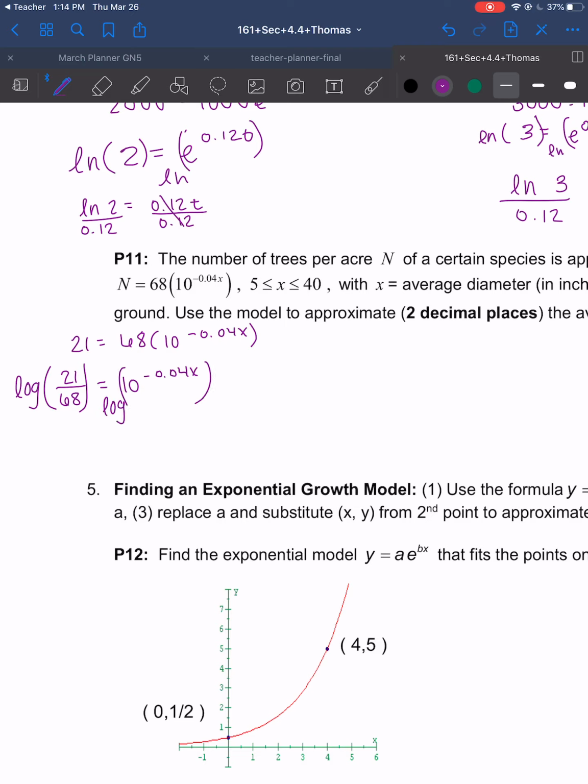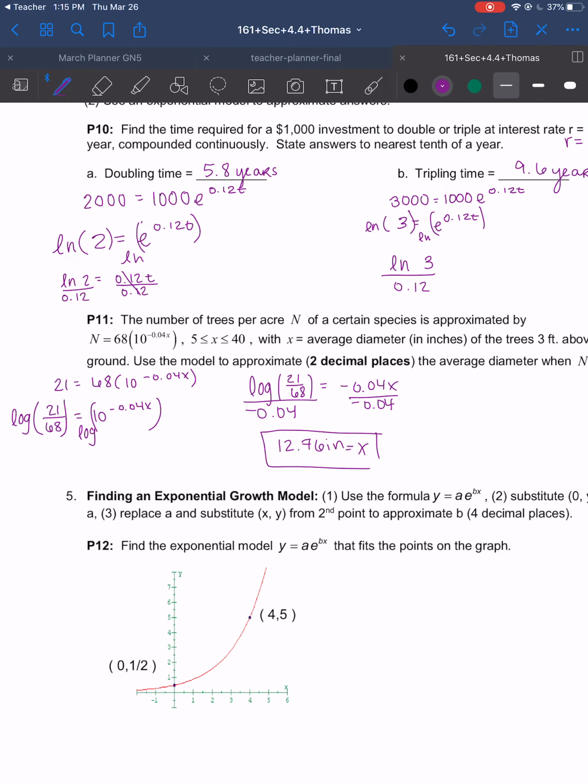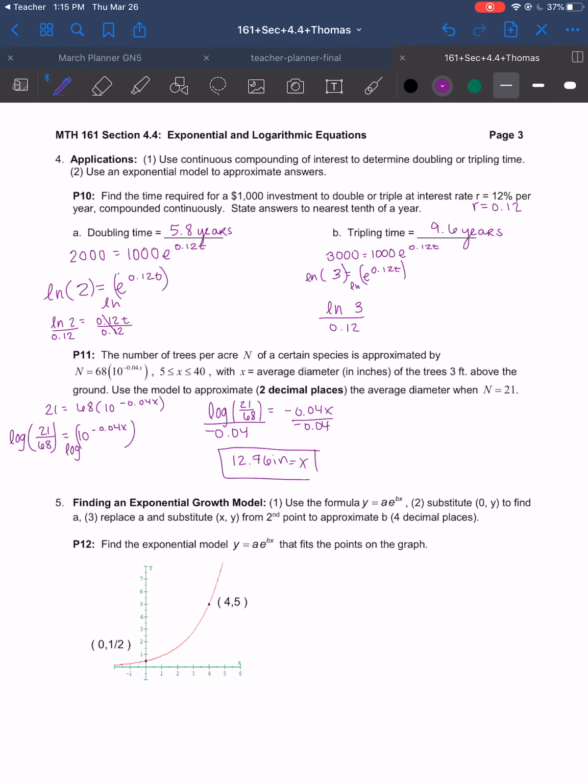So log of 21 over 68 equals, helps if I write correctly, negative 0.04x. And then we're going to divide by negative 0.04. And then when you do that, you get x equals 12.76 inches. So when you have about 21 trees, your diameter is 12.6, a little bit more than a foot.